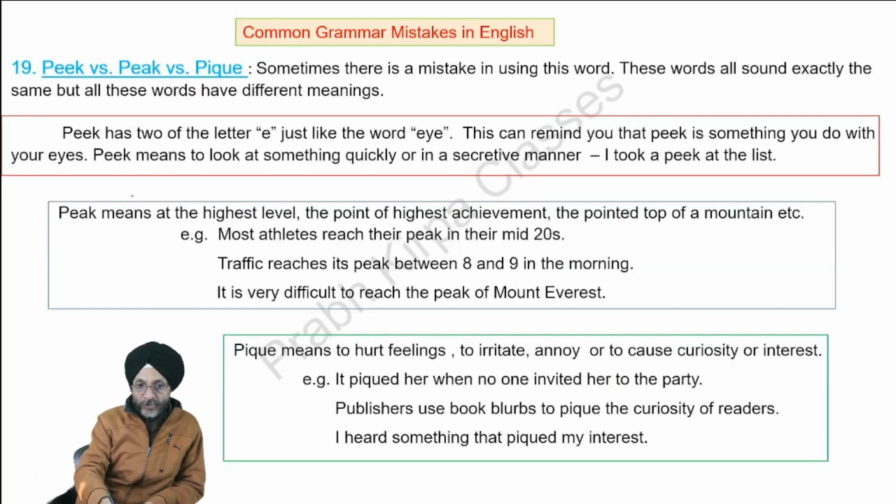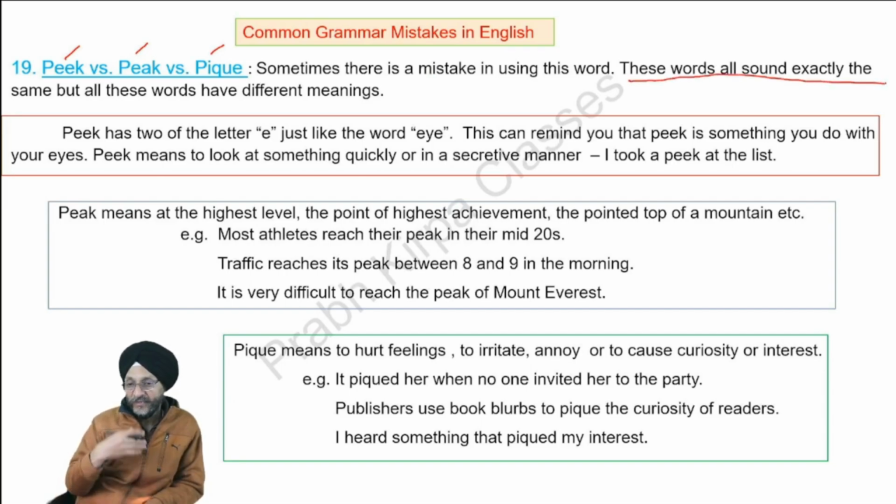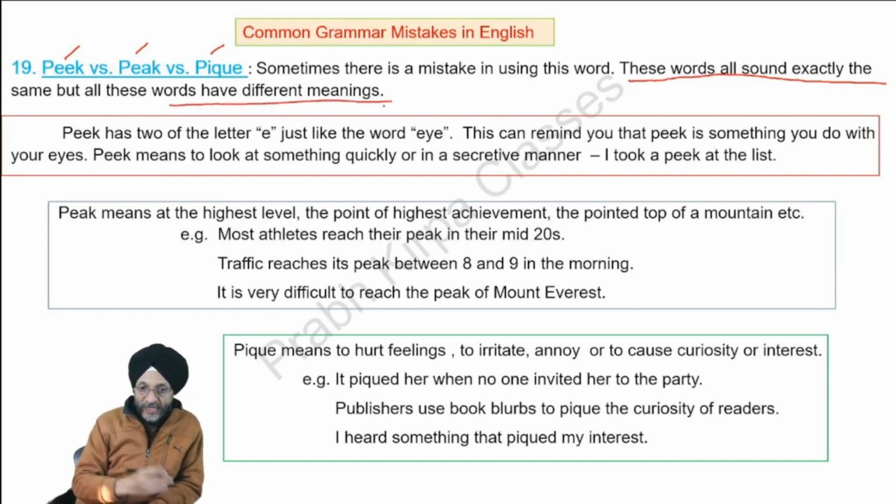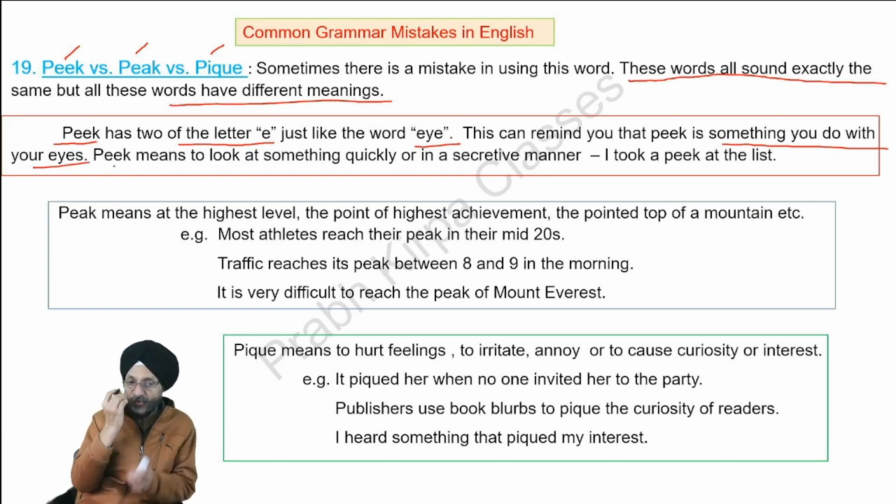Sometimes we may get confused where to use peek or peak. We may make mistakes. These words, when we speak, sound exactly the same, but these words have different meanings. Let us discuss one by one. Peek has two letters of the same kind, E, just like the word eye. In case of peek, there are two E's. In case of eye, there are also two E's. This can remind you that peek is something you do with your eyes. That is, this word has some relation with your eyes.